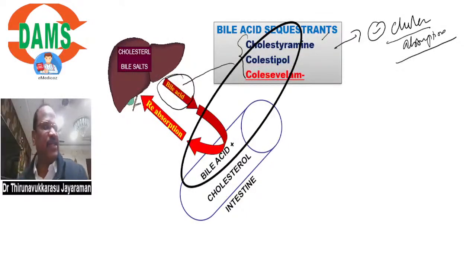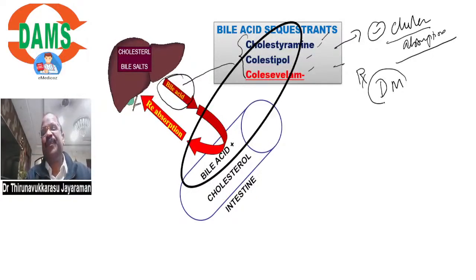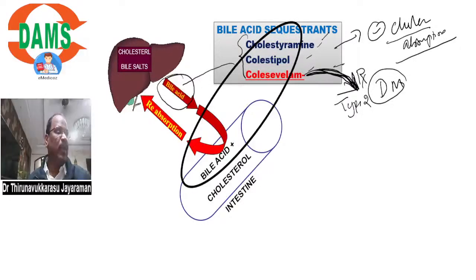Okay. At this junction, can anybody in the live chat please answer? Among the three drugs, which drug got approval for treatment of type 2 diabetes? Name the bile acid sequestrant approved for diabetes. It is colesevelam. It is a cholesterol lowering drug, and it also got approval for treatment of type 2 diabetes. Okay. Next.